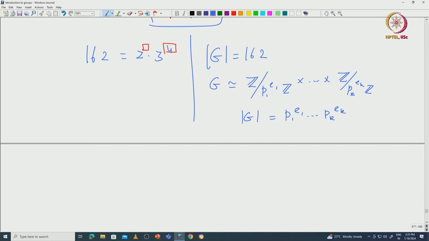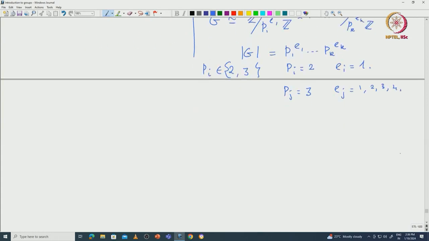Now since repetition is allowed, you can combine equal primes and then take the corresponding exponent. So it indeed says this pi has to be either 2 or 3, because 162 has only these two prime divisors. And if pi equals 2, then it forces ei to be 1. Similarly, if pj is 3, then ej has to be either 1, 2, 3 or 4. But whatever it is, for some indices this pj can be 3 because repetition is allowed. So if you take the corresponding indices, let's say e_i1, etc., e_ir, all of them with prime 3, then if you sum the corresponding exponents, that has to be 4. So basically, that corresponds to a partition of 4.